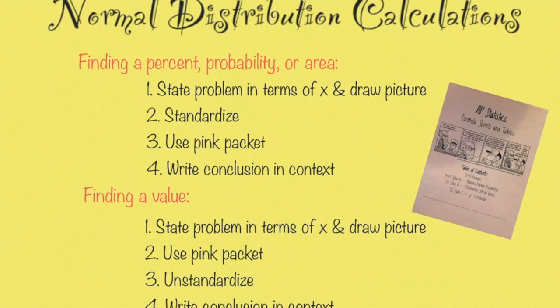These are normal distribution calculation steps. Now, to find a percent probability or area, first you state the problem in terms of x and draw your curve. Then you standardize. Then third, you use the pink packet. And lastly, you write the conclusion in context. Then to find a value, first you again state the problem in terms of x and draw a picture. Then use the pink packet, unstandardize, and finally write the conclusion in context.